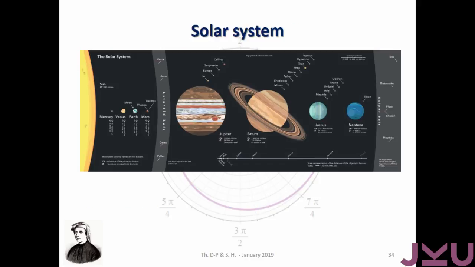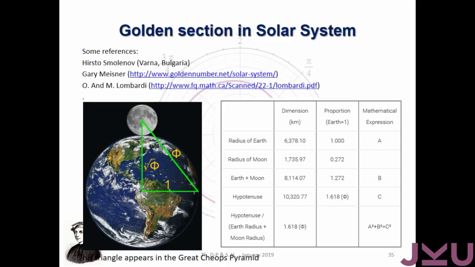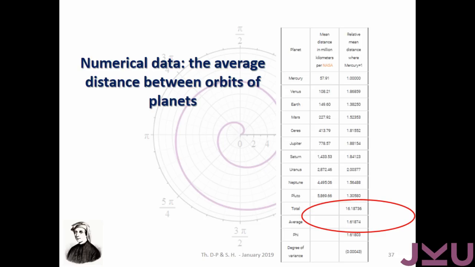And also in the solar system you have that. Because if you are computing the distance, put the moon on top of the Earth and you are producing a golden triangle: center of the moon, center of the Earth, the edge of the Earth. But much more than that, if you are looking at the average distance from the sun to every planet, the ratio of the distance from one planet to the inner planet, the average value of these ratios is the golden ratio.